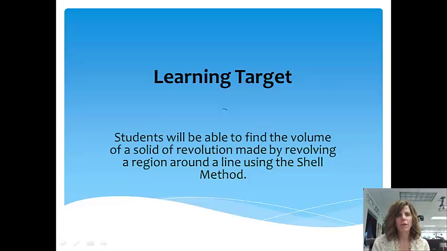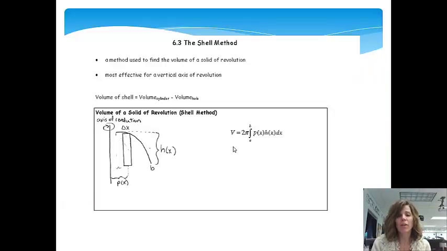Alright, so far we have found the volume of a region using the disk method and the washer method, and those are both around a horizontal axis. Today we'll be looking at finding the volume of a solid of revolution made by revolving a region around a line using the shell method. The shell method we will always use for a vertical axis of revolution. So if it's not horizontal, the disk or washer method will not work, or it's not the most convenient method.